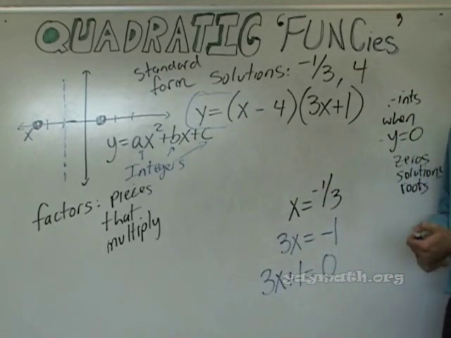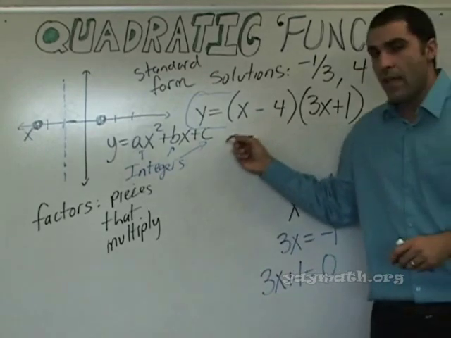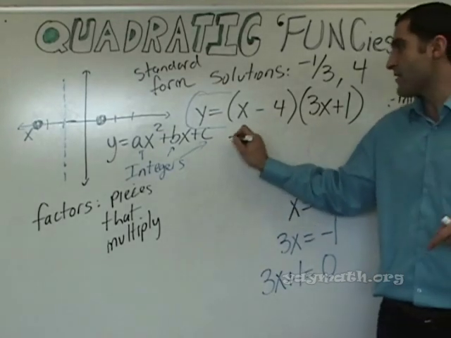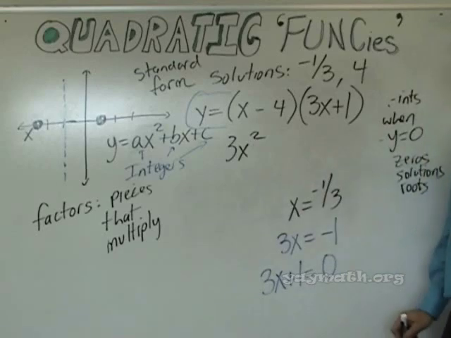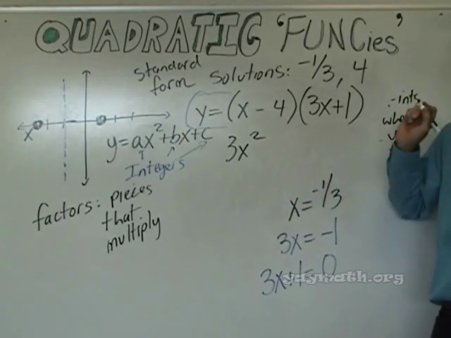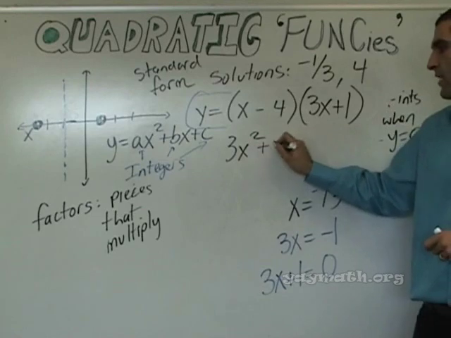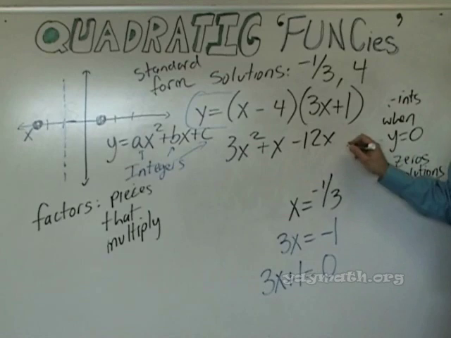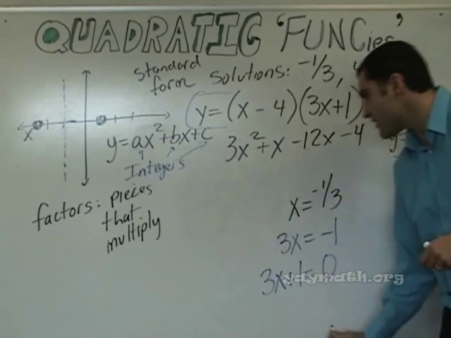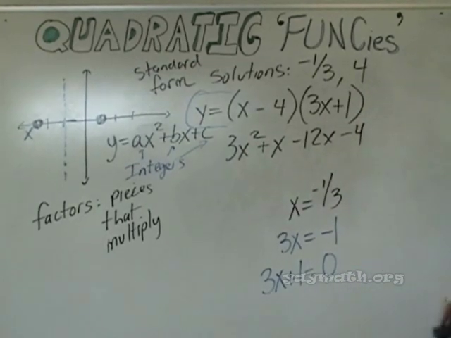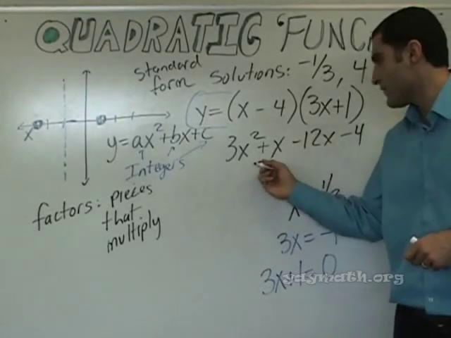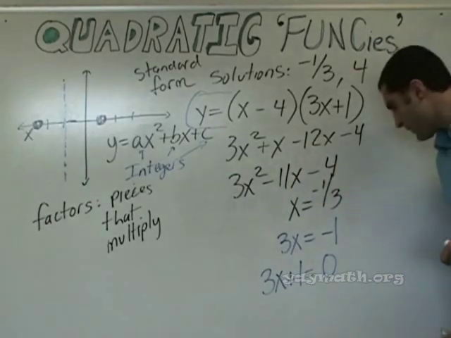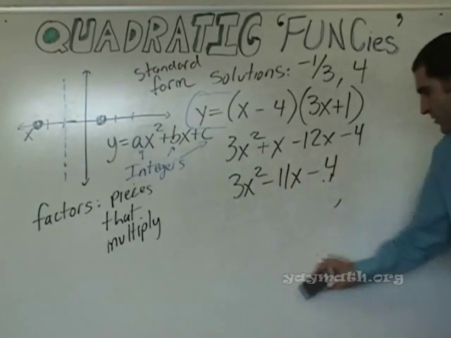Let's go ahead and FOIL, and I'll show you the other way after. So first, 3x squared. Minus x. Plus x, trying to be consistent, outer, minus 12x, minus 4. Simplifying: 3x squared, minus 11x, minus 1. Okay, so y equals.